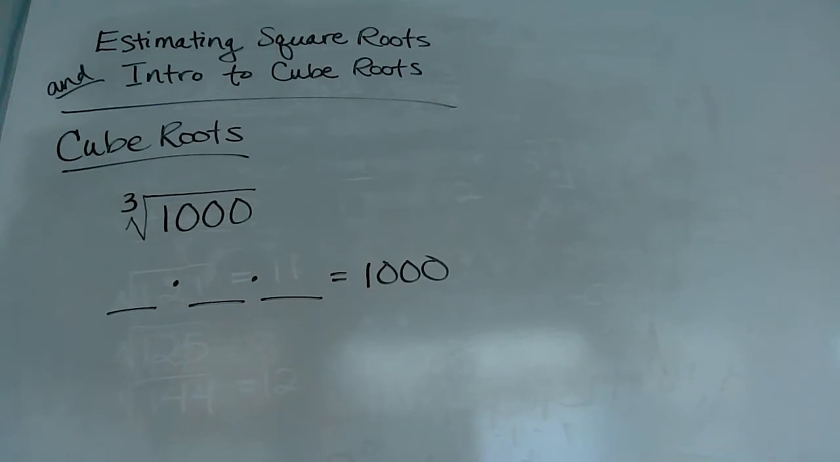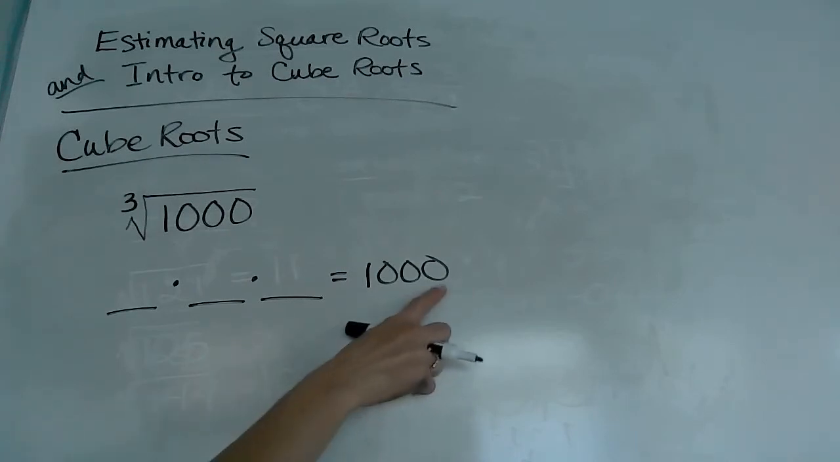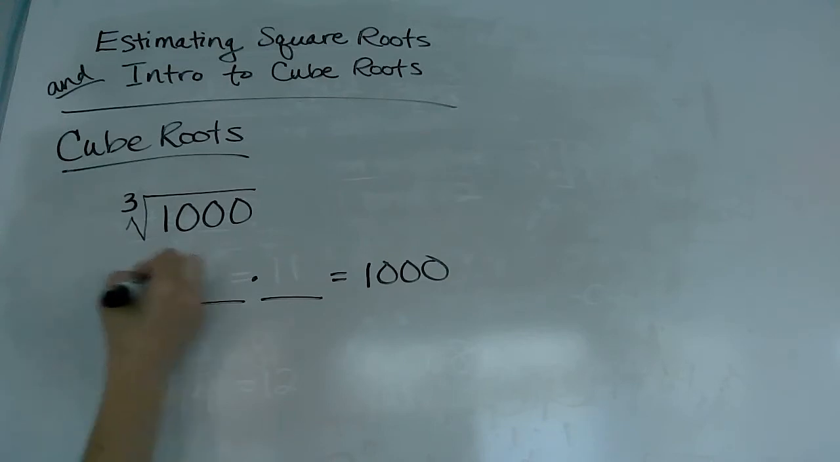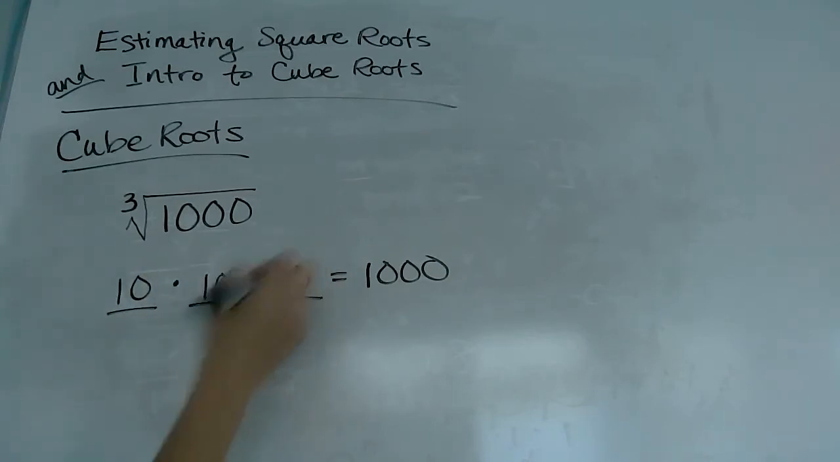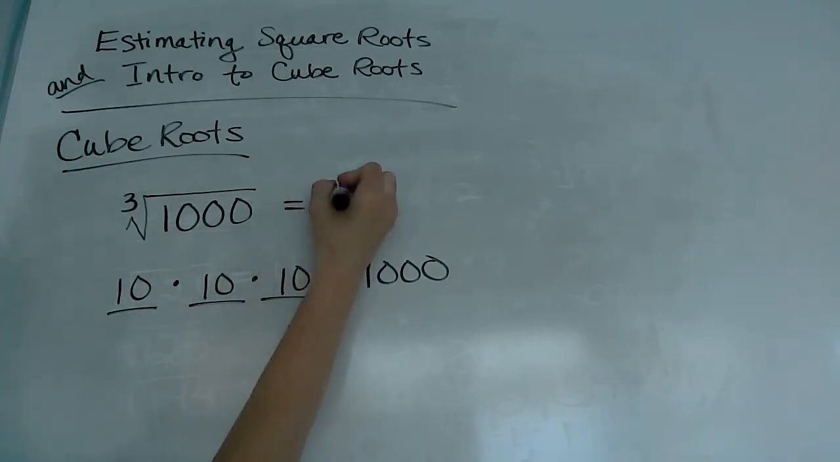You might already know what it is. If you don't already know what it is, when I write it in there, hopefully it's like, oh yeah, that makes sense. So if you wanted to multiply a number by itself 3 times to give you 1,000, notice that there are 3 zeros there. Ten times 10 times 10 is 1,000. So that means that the cube root of 1,000 is equal to 10.